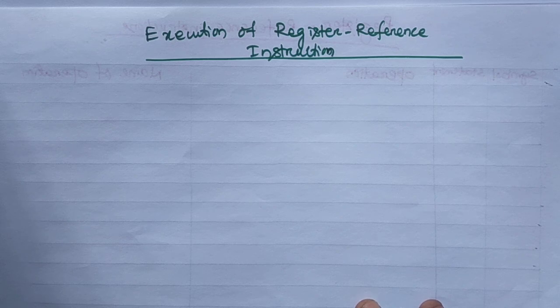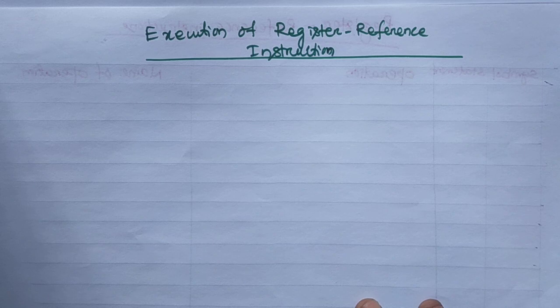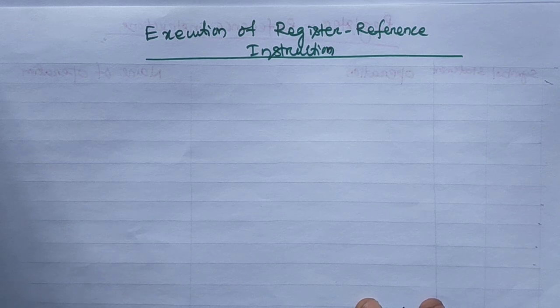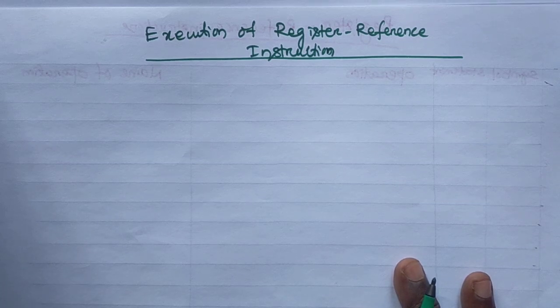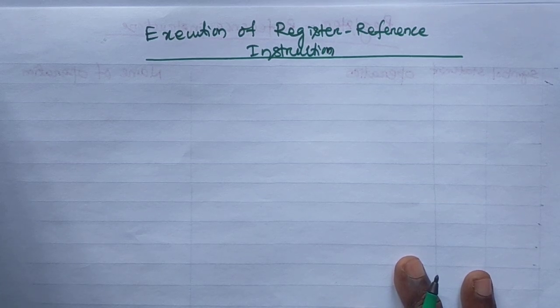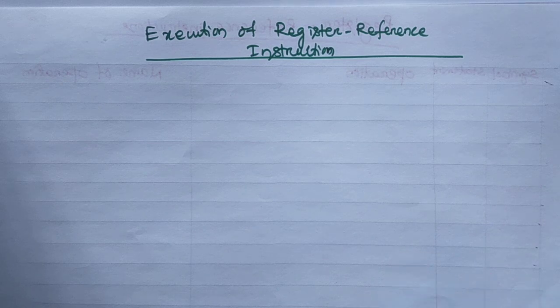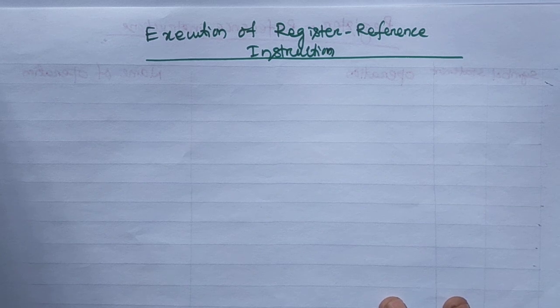We have already discussed the different categories of instructions. The first one is memory reference, the second is register reference, and the other is input output reference. They are defined through a certain format, by which we can recognize which instruction is a register reference instruction. I will give some instructions, then we can find out how it is defined.